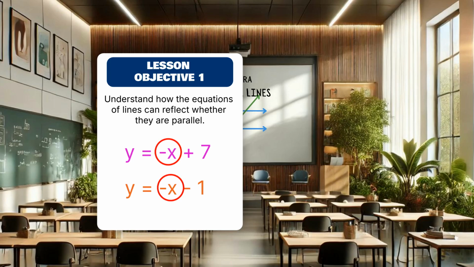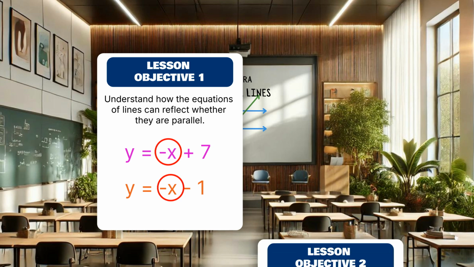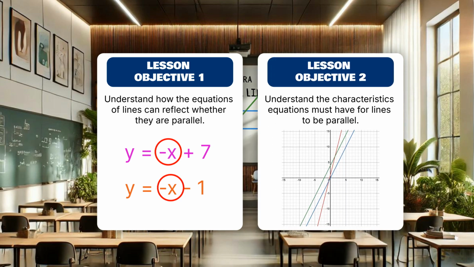By understanding that parallel lines share the same gradient, we can quickly determine if lines are parallel just by comparing their m values. We also practiced converting equations into the form y equals mx plus c to identify their gradients. Through examples, we saw that lines with identical gradients are parallel, while those with different gradients are not. This method allows us to analyze relationships between lines efficiently without needing to graph them. This knowledge is crucial for solving more complex problems in both algebra and geometry.